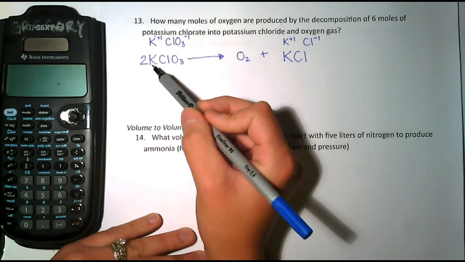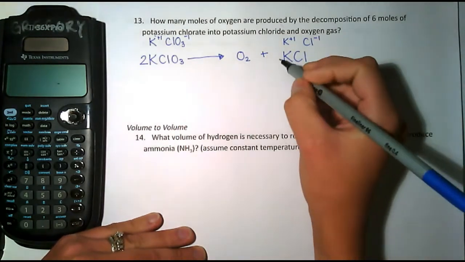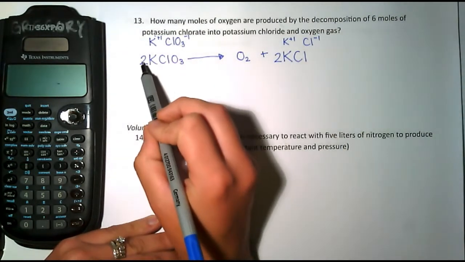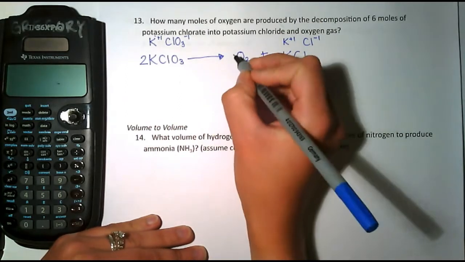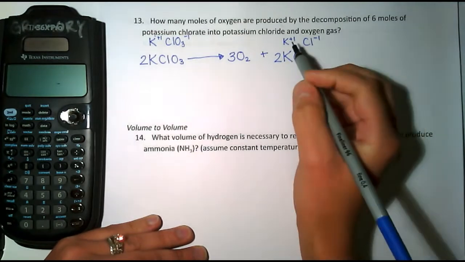And when I do that, notice that I threw off the balance of potassium and chlorine. So I need to fix that by putting a 2 over here. And now last I need to do oxygen. 2 times 3 is 6, so I need 2 times 3 to give me 6 on my product side. So now I have a balanced chemical equation.